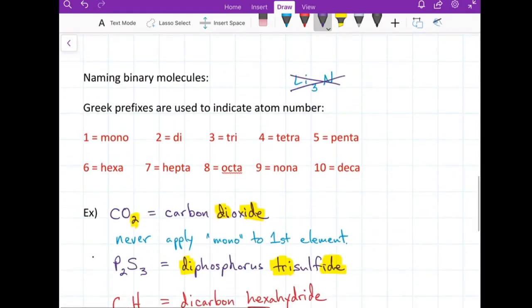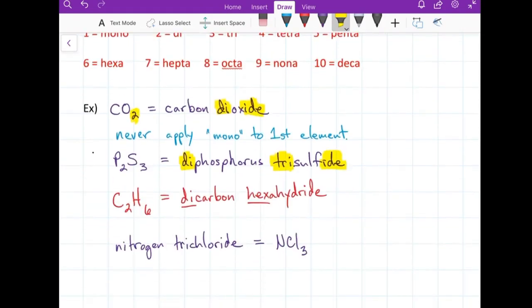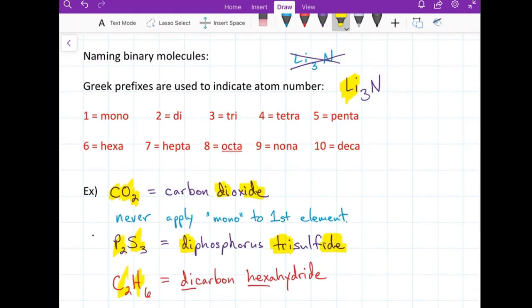So again, when I go back to Li3N, it's very important that you don't start getting in the habit of calling this trilithium mononitride. That's not what this would be called. This is just called lithium nitride because it's ionic, and we know it's ionic because it contains a metal. All of these examples I just gave you were nonmetal, nonmetal. So if there's a metal involved, it's ionic, and if it's ionic, no prefixes. The reason for that is, if I just say lithium nitride, that tells me it's Li3N because lithium is +1 and nitride is -3. So I can figure out the formula from just saying lithium nitride.